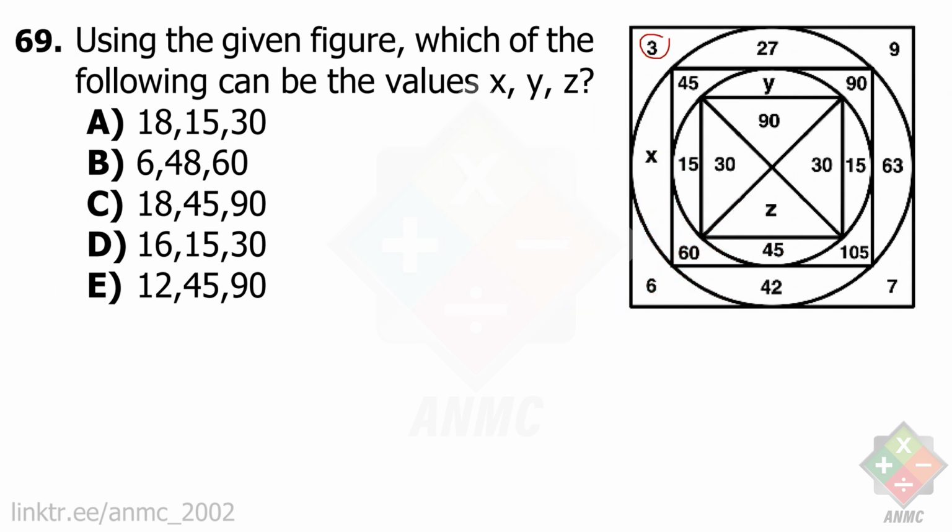In this question, 3 times 9, 27. 9 times 7, 63. 7 times 6, 42. This means 6 times 3 is equal to 18. It starts with 18, so A, D, E are eliminated. So 15, 30, 15, 30, 45, 90, 45, 90. This means Y is 45, Z is 90. The answer is C.